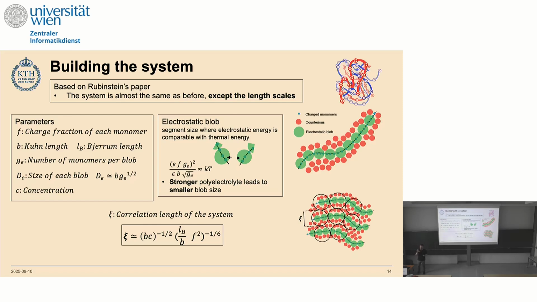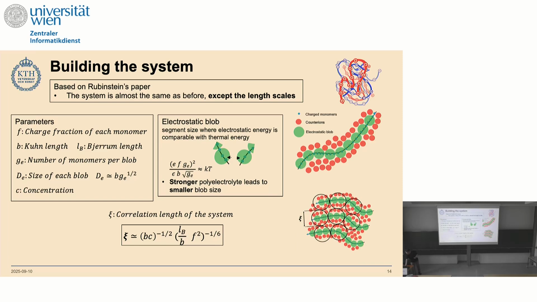So in each blob, we have monomers with charge fractions that, when they interact with each other, the energy is comparable with the thermal energy that we have. And of course, when they create the structures, there are some correlation lengths that you can get from the system. The correlation length, I would say, is the mean or average distance of the polyelectrolytes from each other.